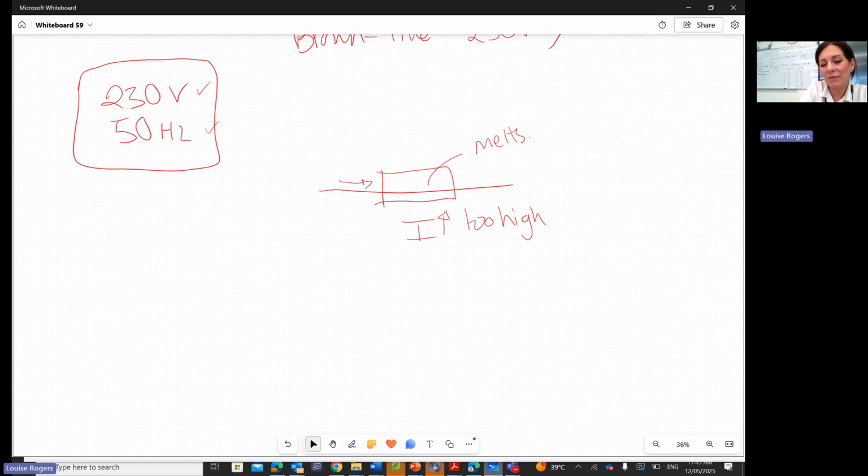A little bit of a negative in this one is that when it does melt in the middle there, it will take a few moments to melt. So in the meantime, you've actually already been electrocuted. So another type of safety feature used in a home is a circuit breaker.